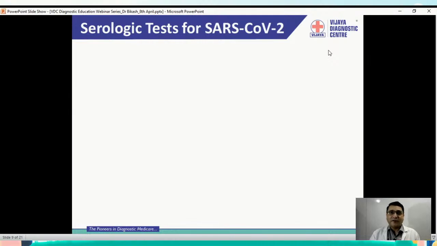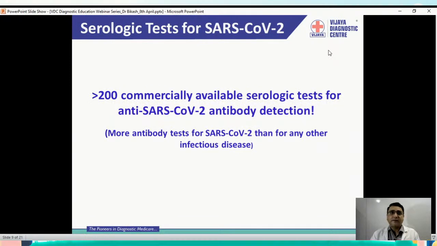Now, as far as serological tests for SARS-CoV-2 are concerned, there are over 200 commercially available serological tests for anti-SARS-CoV-2 antibody detection present worldwide right now. But because of the pandemic hype and the status right now, there are more antibody tests for SARS-CoV-2 than for any other infectious disease.